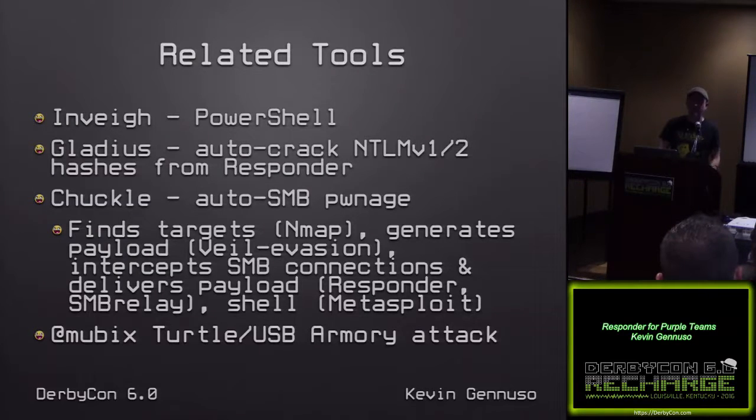And then Chuckle is especially interesting. This is like a toolkit that will take all of these various tools and put them into one place to allow you to do file share type compromise. So it'll go out, find systems that it can get in front of. It'll generate a payload that'll get by antivirus using the Veil Evasion framework. It'll intercept the SMB connection and then deliver the payload using Responder and SMB relay. And then it'll give you a shell via Meterpreter in the Metasploit framework.